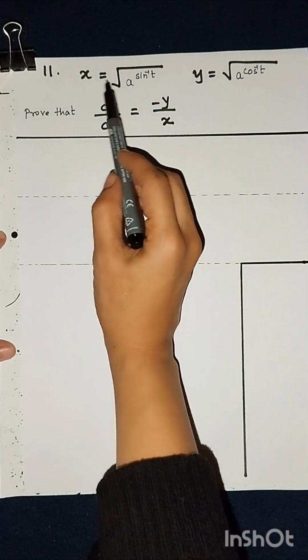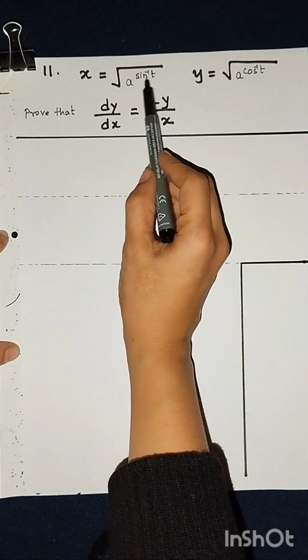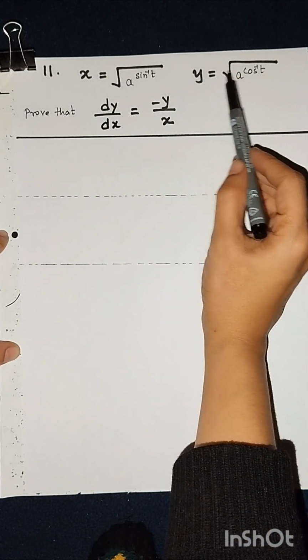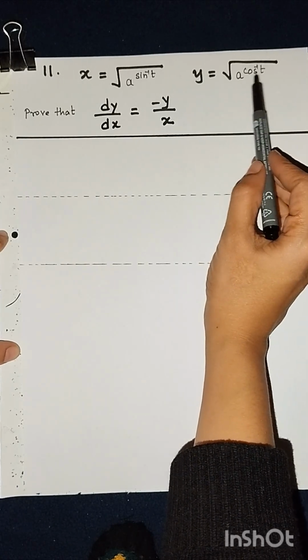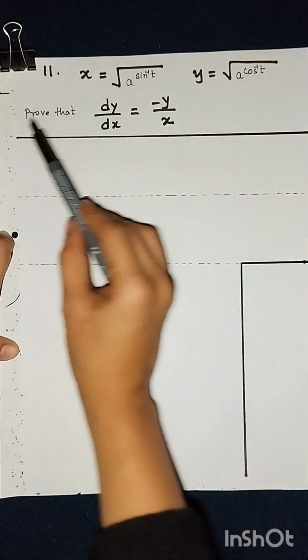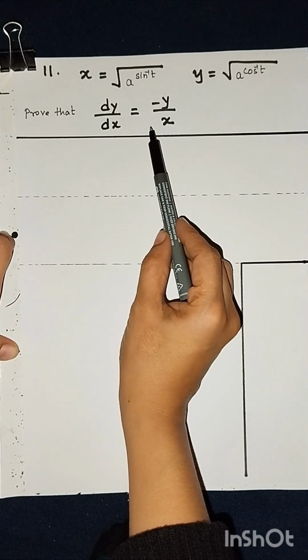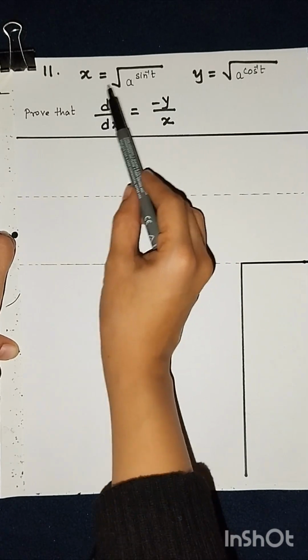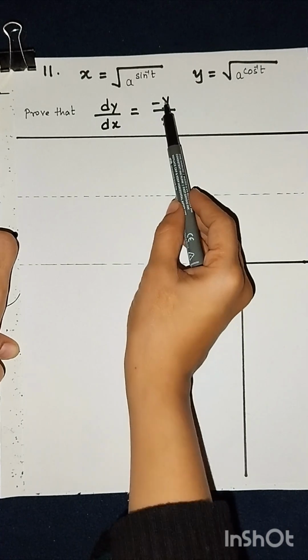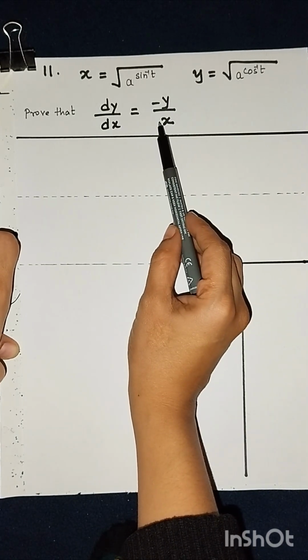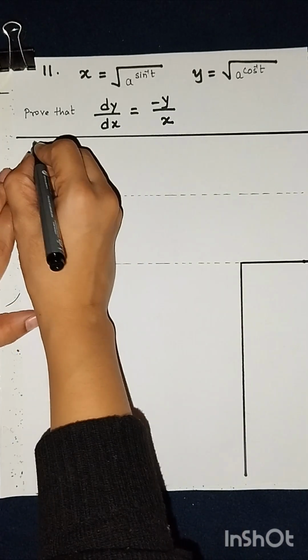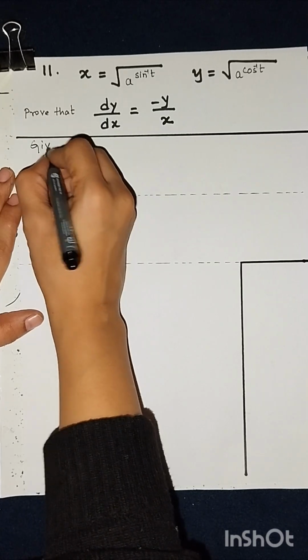x is equal to square root of a to the power sine inverse t, y is equal to square root of a to the power cos inverse t. So we have to prove dy by dx is equal to minus y by x. So already they have given the derivative of the parametric equation, that is minus y by x. So let us prove this.